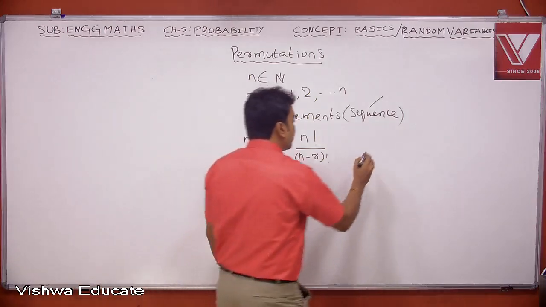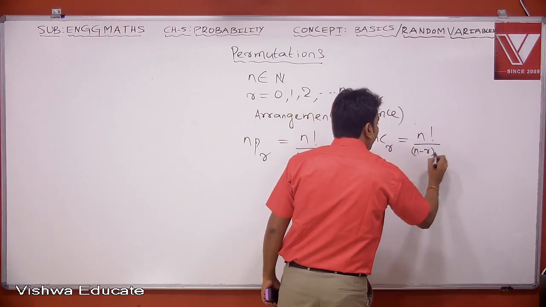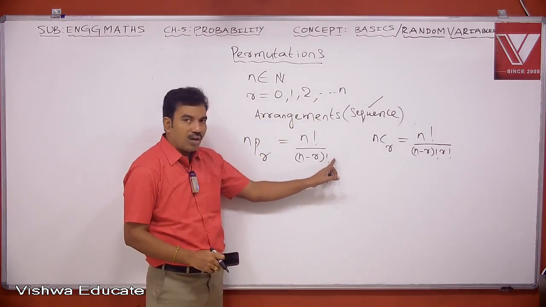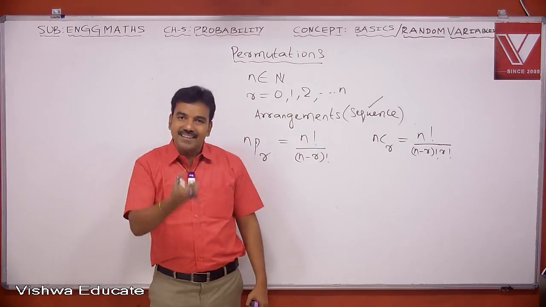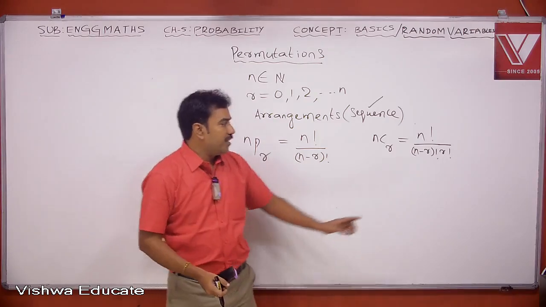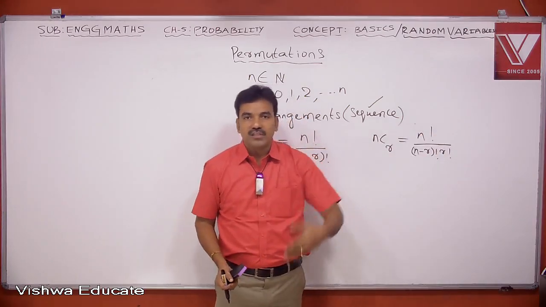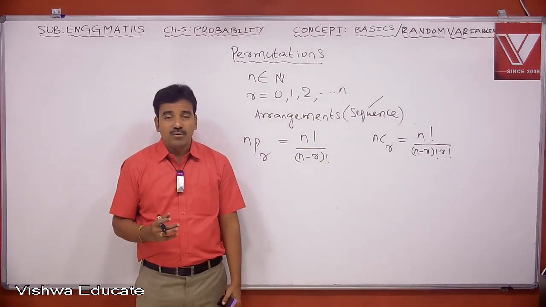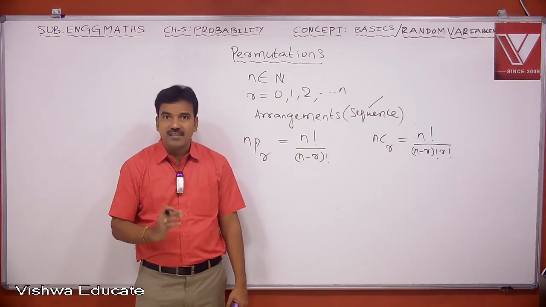When you go through combinations, the expression is n factorial by n minus r factorial into r factorial. What is the difference between these two? Here we don't have r factorial in the denominator; there we have r factorial. If the denominator increases, the total ratio becomes a decreasing quantity. So when you go to combinations, book 1 and book 2 is the same as book 2 and book 1. But in the case of permutations, the sequence of arranging things is important.